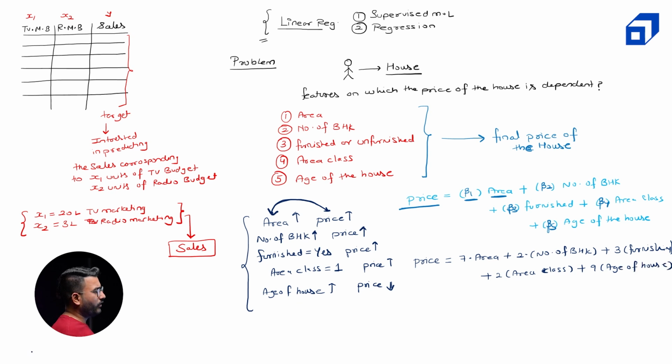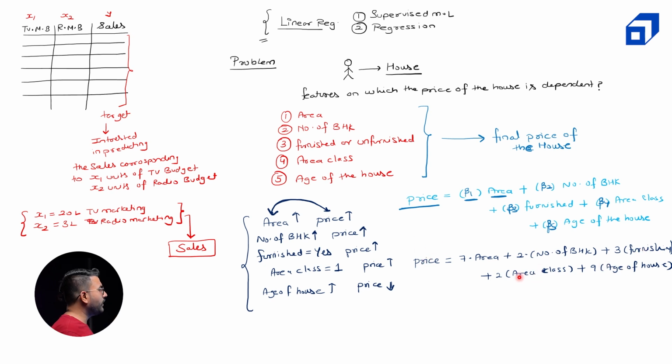Now, what is the meaning of this? If you carefully observe, price is highly dependent on age. It is 9 times. So that basically means if the age of the house is 0, or maybe the age of the house cannot be 0. Let's say age of the house is 1 month, which is 0.1. Then price will be very high.